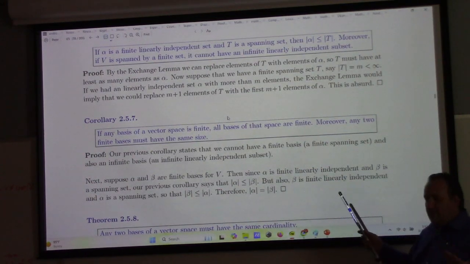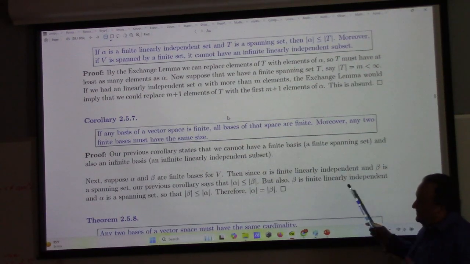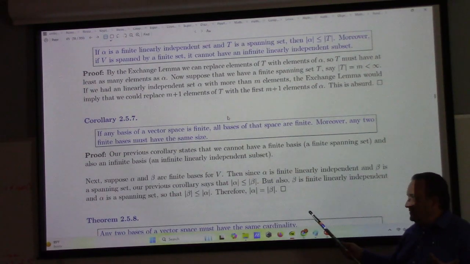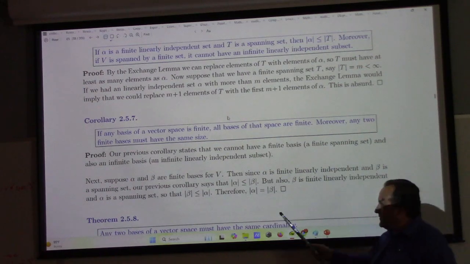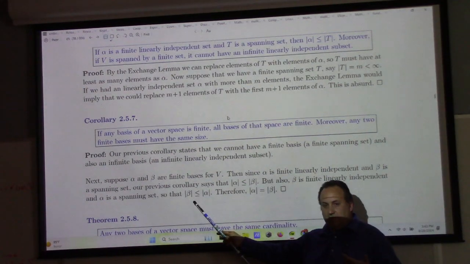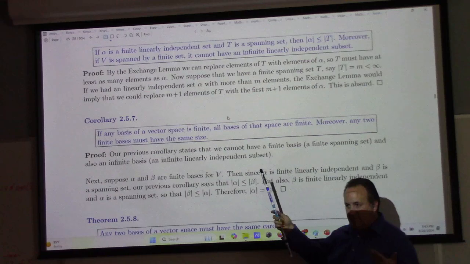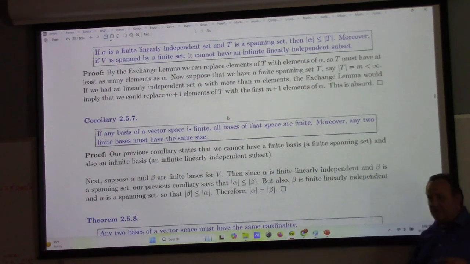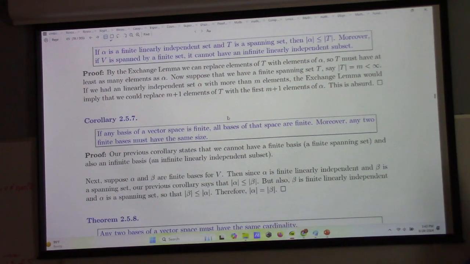But by the same token, beta is a finite linearly independent set and alpha is a spanning set. So by the previous corollary, we have that the cardinality of beta is less than or equal to that of alpha. But that forces the cardinality of alpha to equal the cardinality of beta, which says that any two bases of a finite dimensional vector space must have the same number of elements.